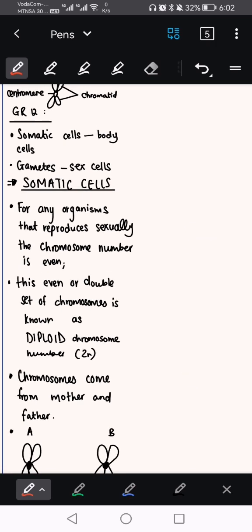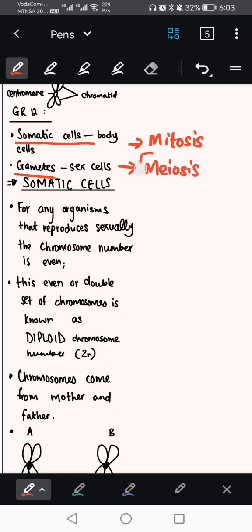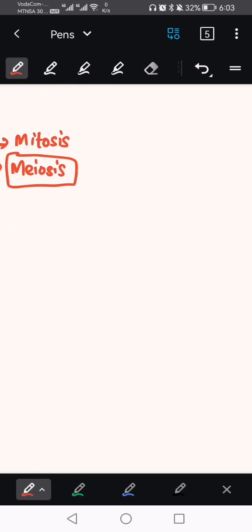Now, with the grade 12 content, as I discussed earlier, we have somatic cells and we have gametes. Your somatic cells are body cells, and this would go hand in hand with mitosis. Gametes and sex cells will go hand in hand with meiosis, which is what we want to cover. But just a quick revision on mitosis.